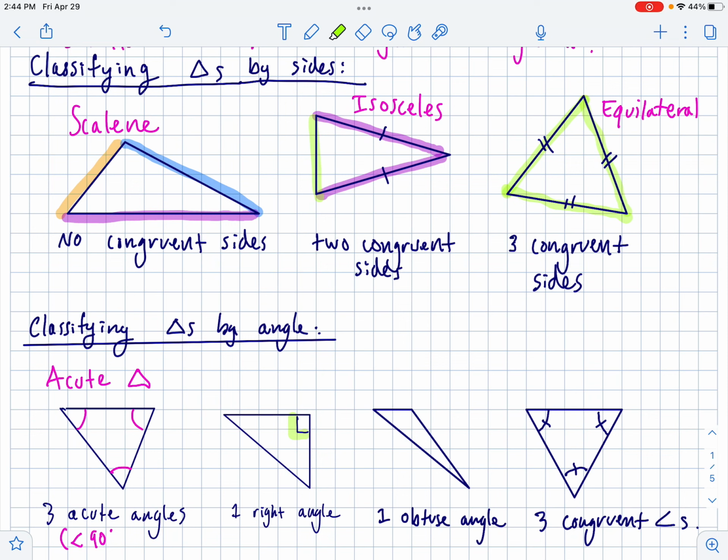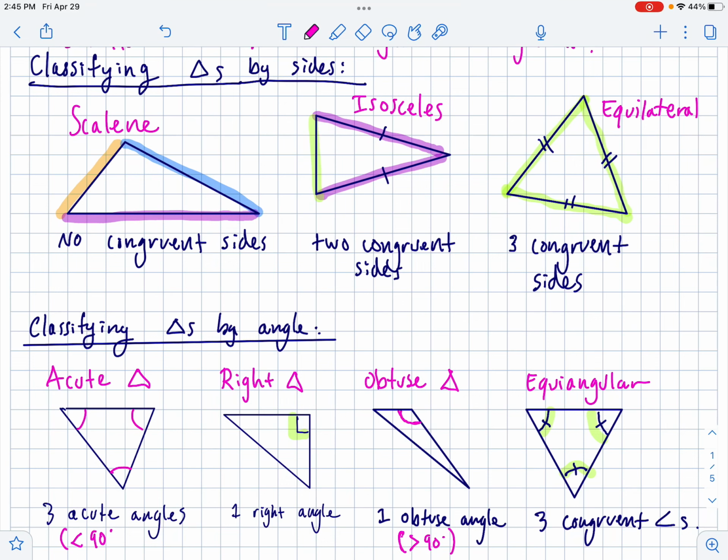If there is one right angle in a triangle, this is called a right triangle. If you have an angle that is bigger than 90 degrees, one obtuse angle, so this is greater than 90 degrees, the opposite of acute, this is called an obtuse triangle. And the last one is a very fun math word where if all three angles are the same in a triangle, this is called equiangular. Equiangular triangle.